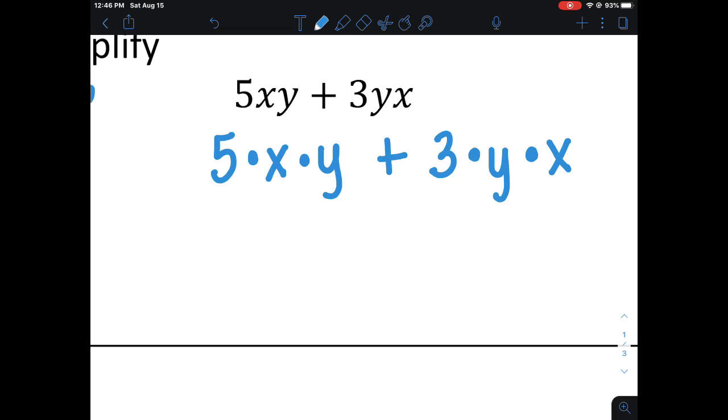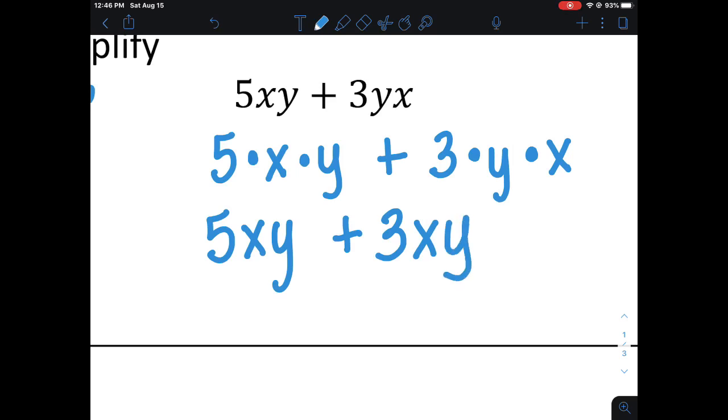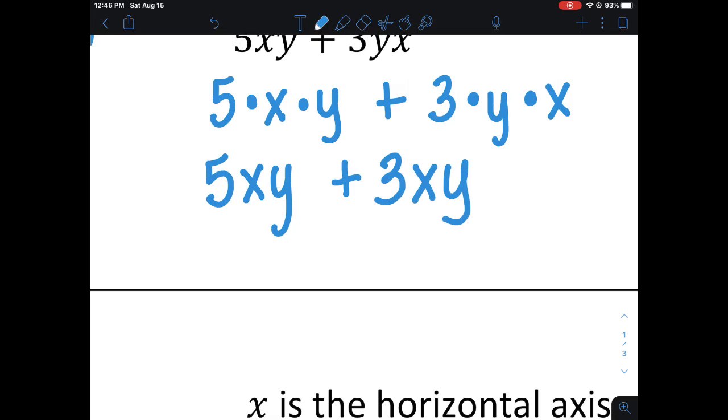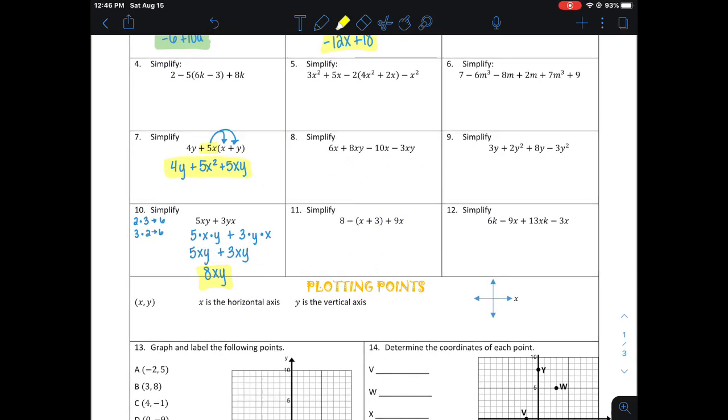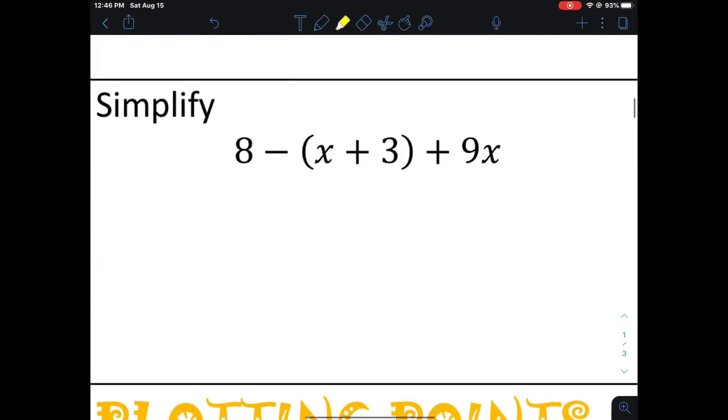So these are like terms, 5xy plus 3xy. Order doesn't matter, so I've just flipped around the y and the x. Now I can clearly see, like terms. 8xy is my final answer. Okay. And then the last one I'm going to do with you is number 11, because that one is also one that trips up students.